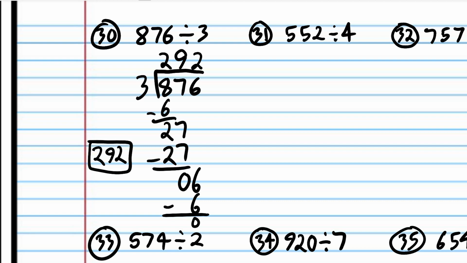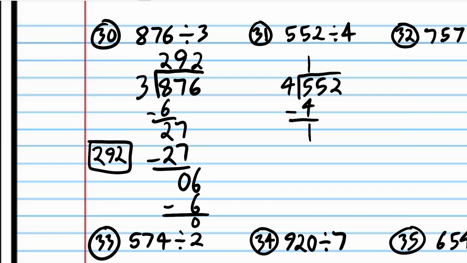552 divided by 4. So we're going to do a couple more of these problems together before you try one yourself. So how many times is 4 going into 5? That's the first step of the first cycle. It goes in one time. Second step, 4 times 1 is 4. Third step, 5 minus 4 is 1. That's the first cycle.